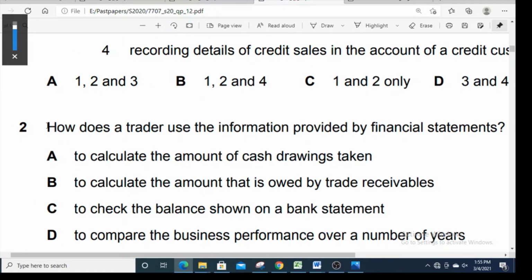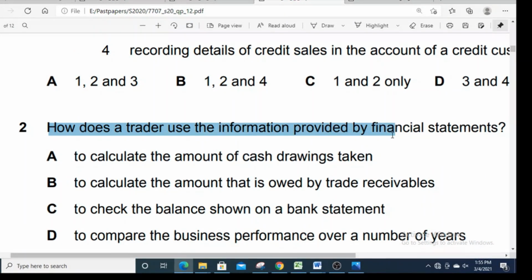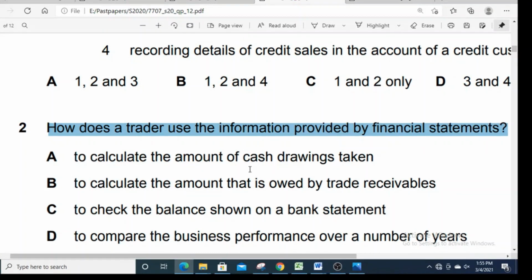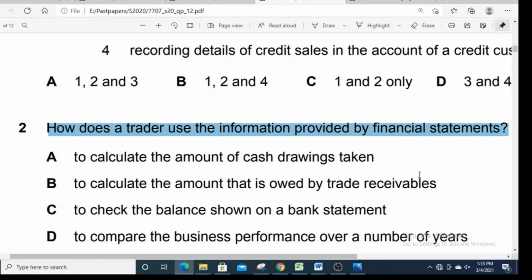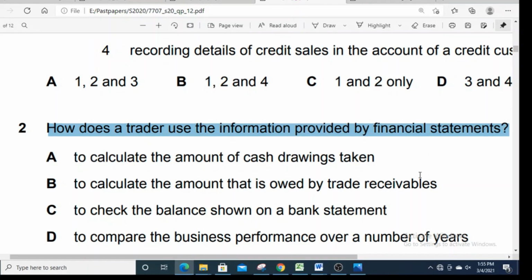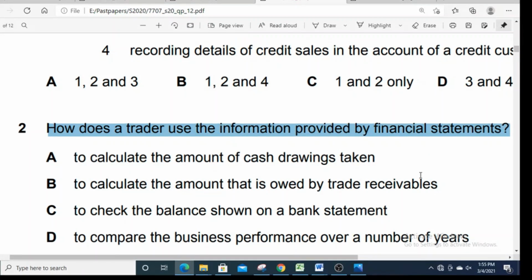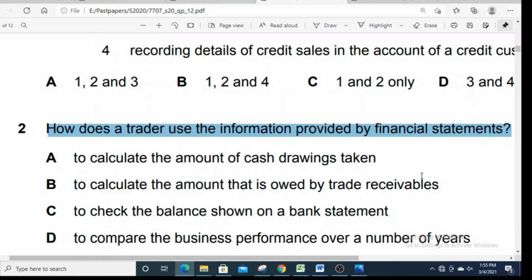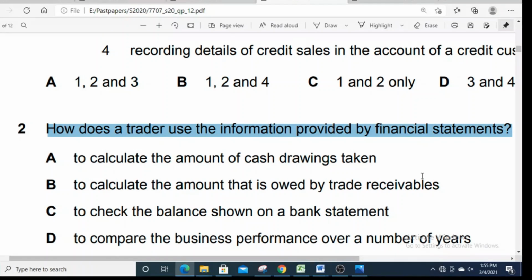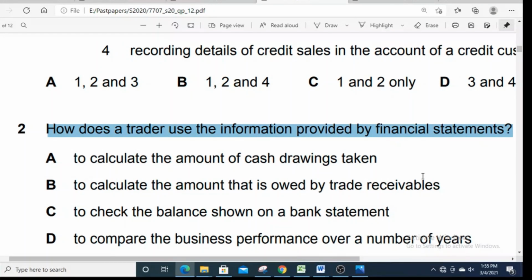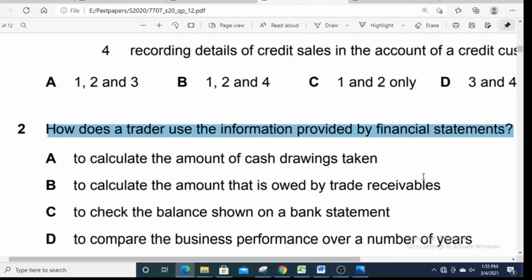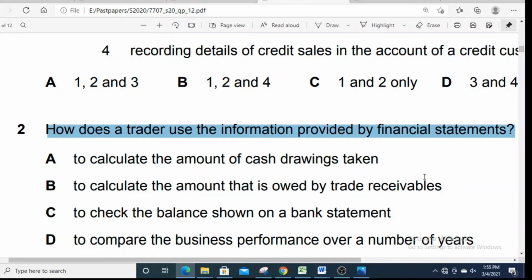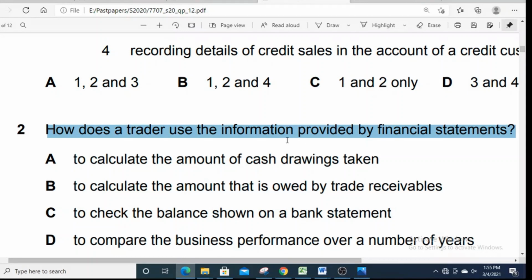For number 2, how does a trader use the information provided by financial statements? You must know different stakeholders and how they use accounting information for various purposes according to their own need. The owner of the business would like to look at the accounting information, of course, to see whether the prime objective of profit maximization is being met or not, and the overall performance of the business, the growth of the business for decision making purpose also.